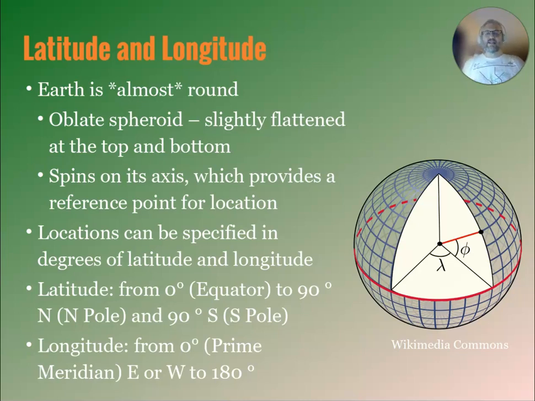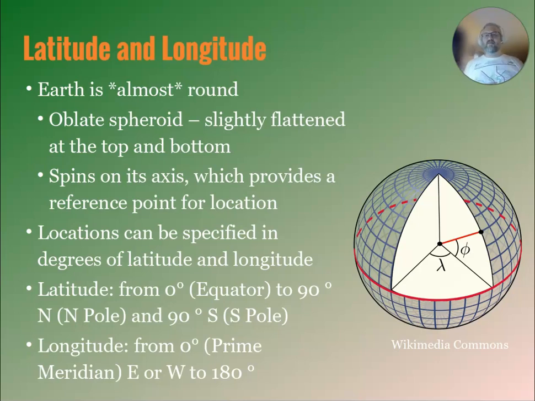So for latitude, we're talking about our distance north and south of the equator. So we've got our axis with the North and South Pole. Then the point around the middle, halfway in between, is the equator. That's a circle that goes around the center of the Earth, halfway between the poles. The equator is designated as 0 degrees latitude.